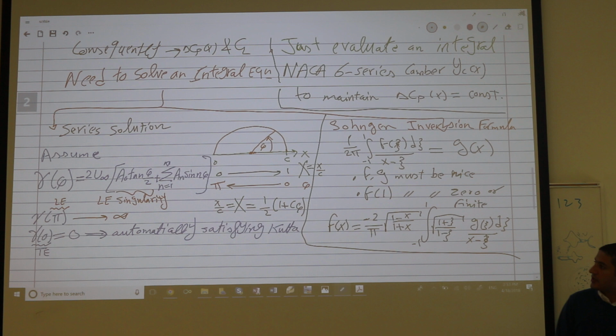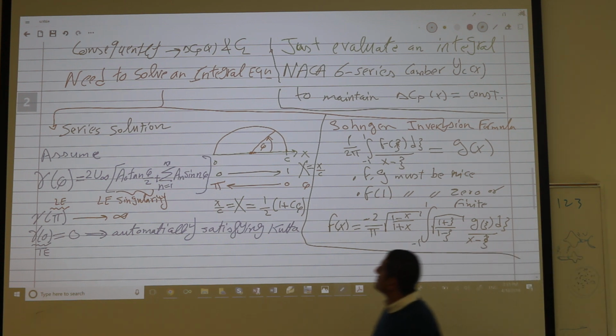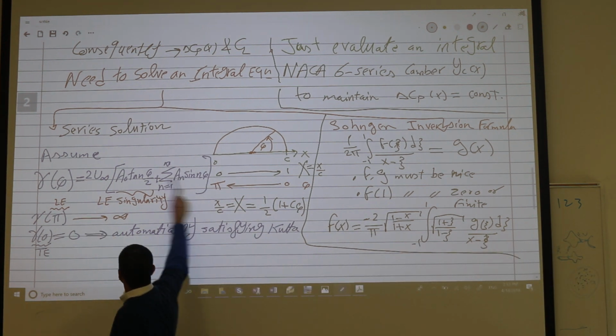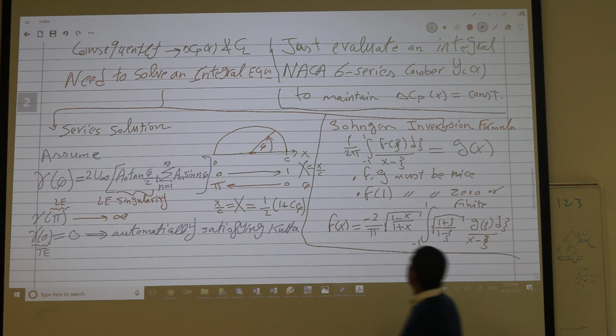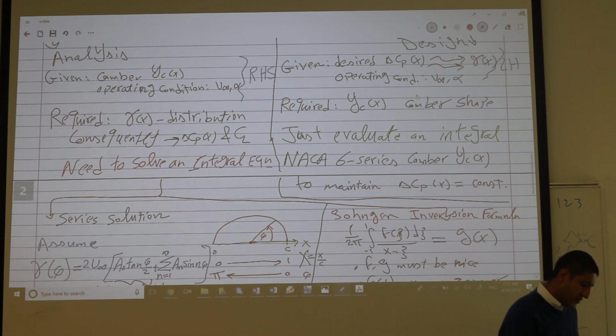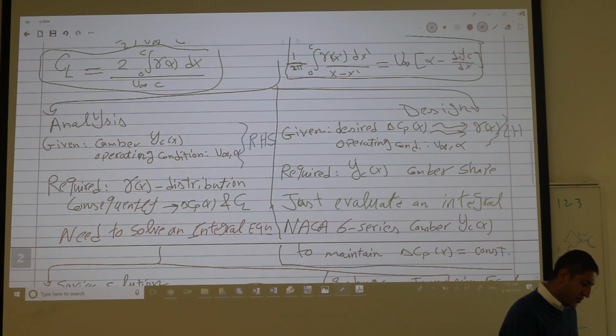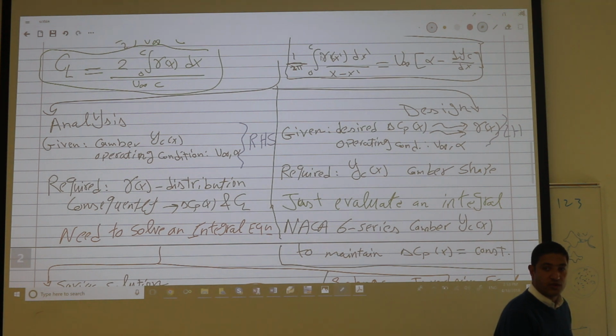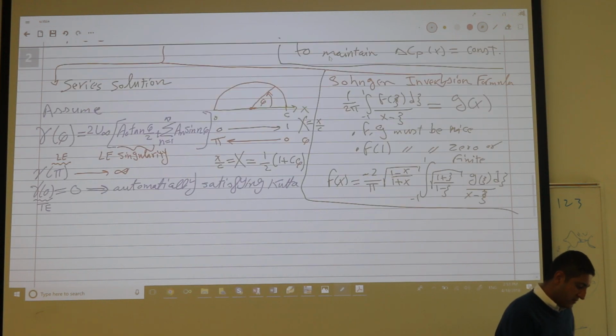Okay, so let's see how to get the coefficients. So you have your gamma. Where is the equation that I want to satisfy? Here is your integral equation for circulation. So I'm going to substitute here for gamma, and hopefully this will give me an infinite number of equations for the coefficients. Okay? So let's do that.